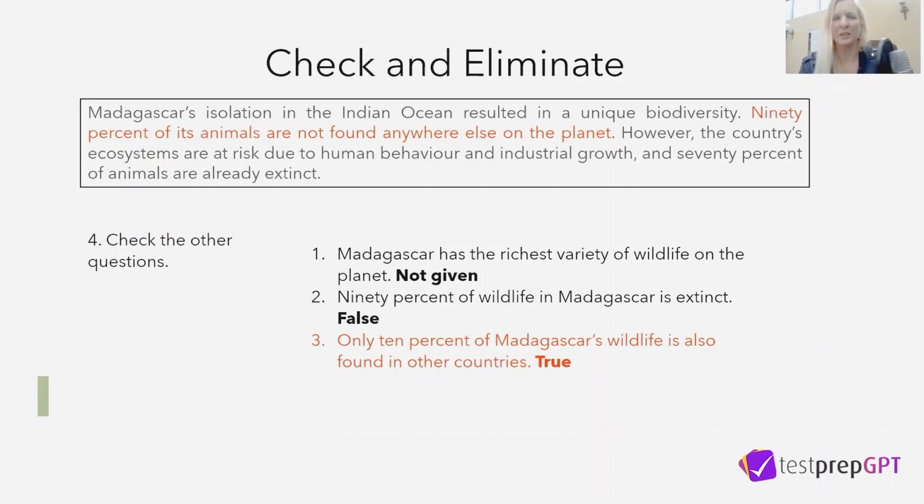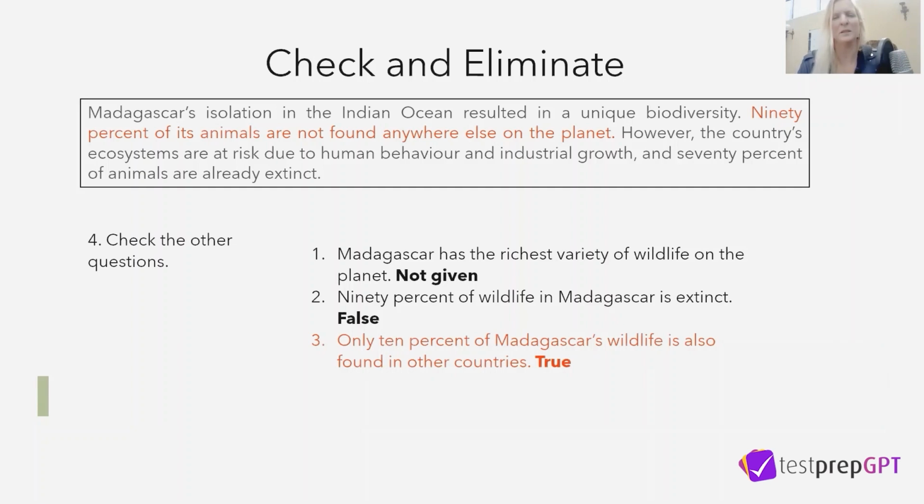Check the other questions. This is strategy number 4. Madagascar has the richest variety of wildlife on the planet. If we go back to the text, we see that Madagascar has a unique biodiversity. It has unique animals, but it doesn't say anywhere in the text that it has the richest variety. There's no information about that at all. So that's not given. That is tricky because you could get confused. So again, your understanding of the meaning is very, very important.